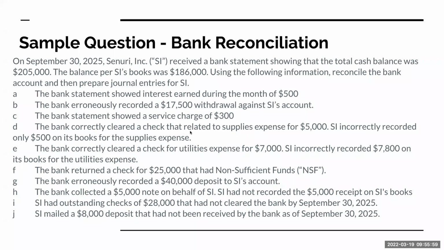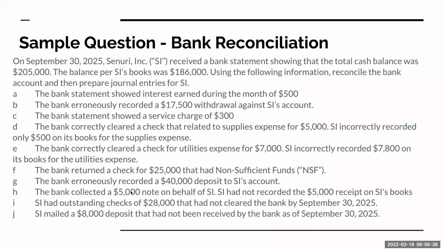The bank correctly cleared a check that related to supplies expense for $5,000. I only had 500. I'm going to need to adjust my books because my books are incorrect. The bank is correct. Same here for letter E. The bank is correct, my books are incorrect. The bank returned a check. So I'm going to have to adjust my books, because now that customer still owes me the 25 because the amount did not clear. The bank erroneously recorded a $40,000 deposit. That's going to be a deduction from my bank side, because they shouldn't have given me the money.